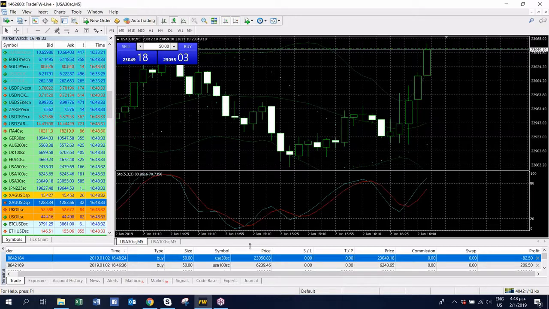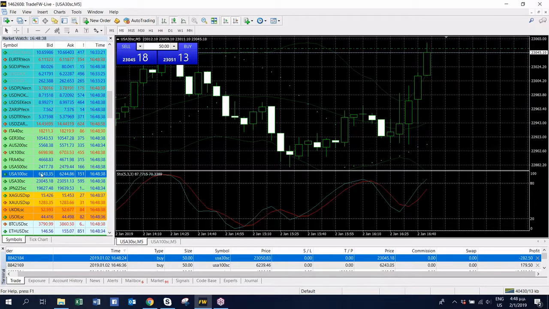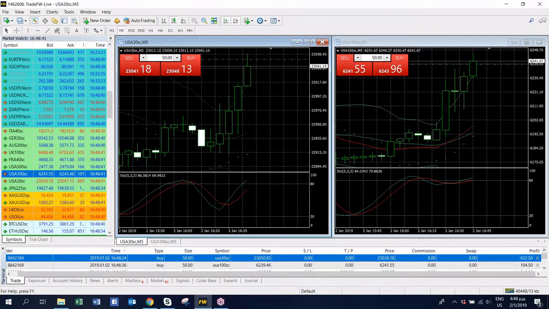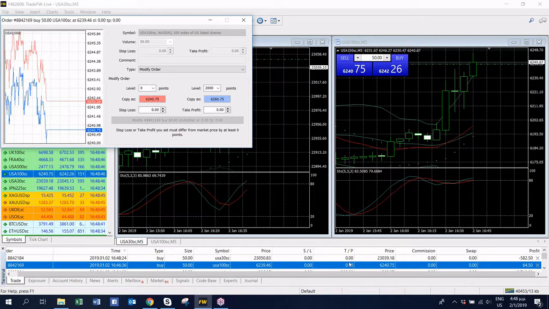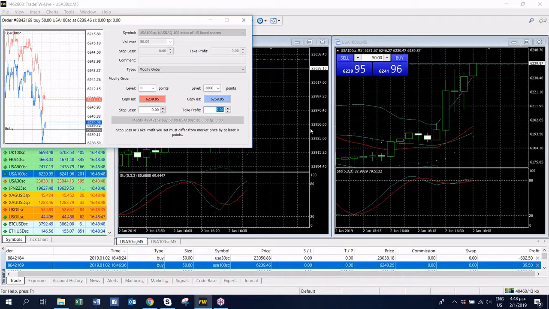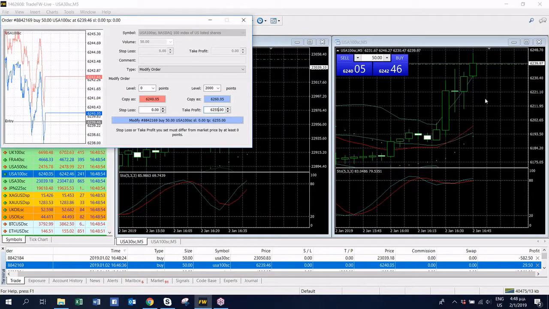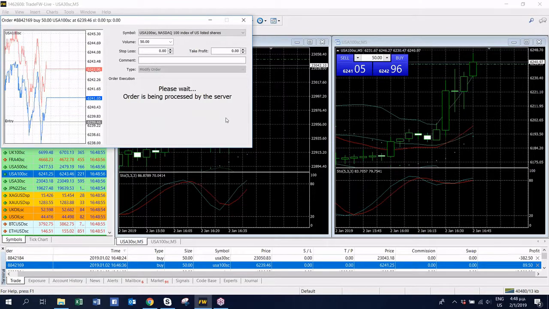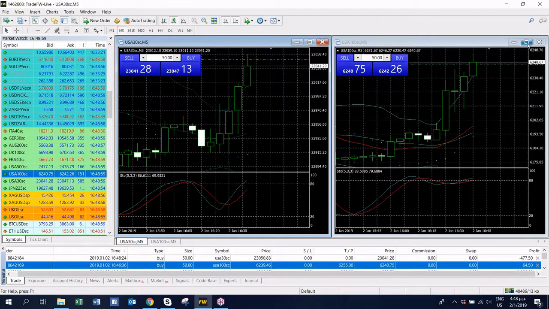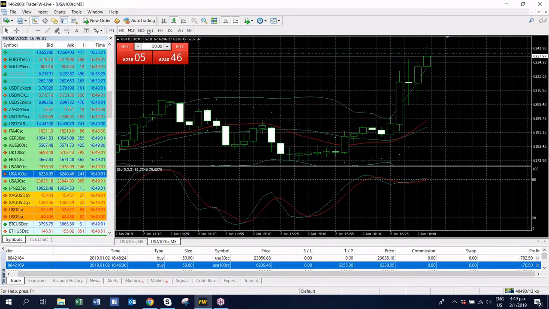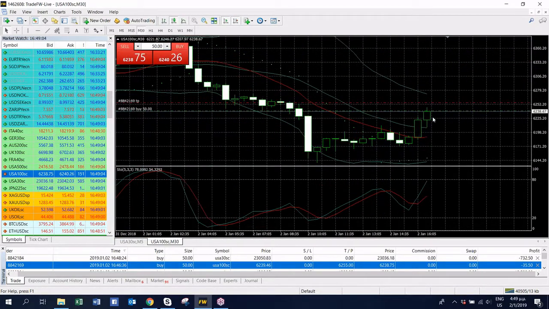And USA 100 is giving us also some profits, but it's still too less. I want a bit more on USA 100. Let me see where we put our take profit on USA 100. I will put my take profit at 6,255. 6,255 is going to be my take profit. Let me see here. Yep, it's a good number. Yep, let it there and it's okay.